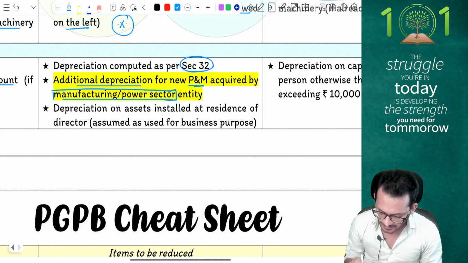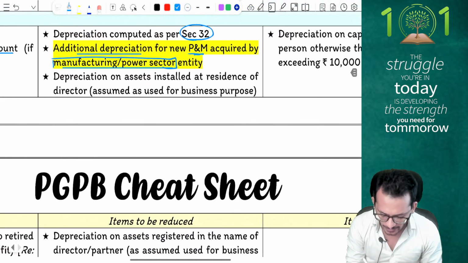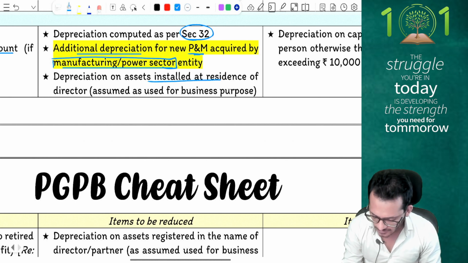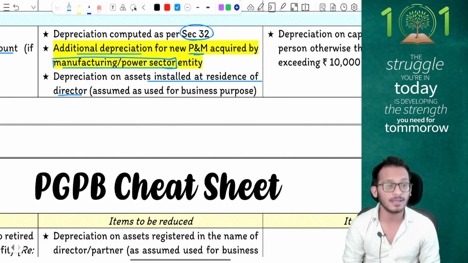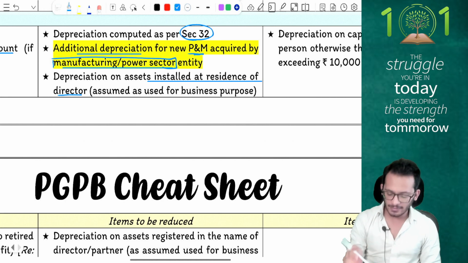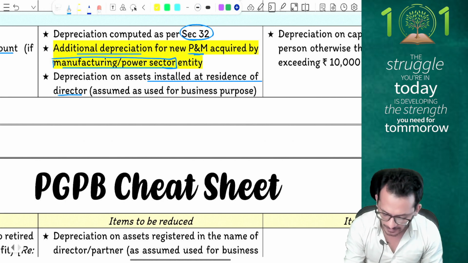Third item is a case law question, people, where they clarify that any kind of depreciation on assets which are installed at the residence of the director is also claimable as deduction. Please notice that this is only claimable as deduction because of the fact that it is showing it's a director's office.